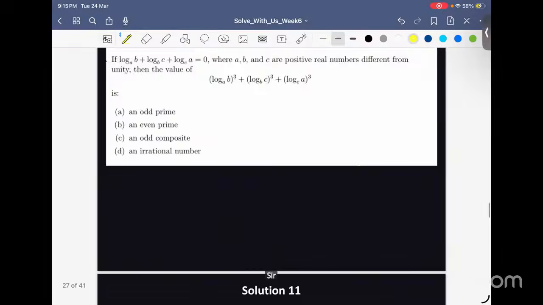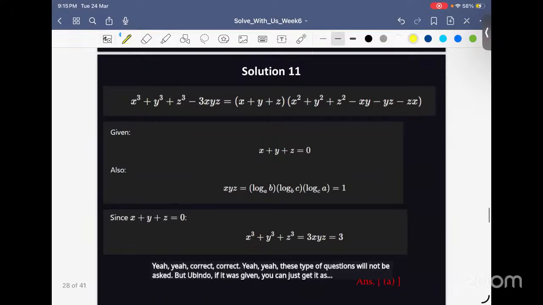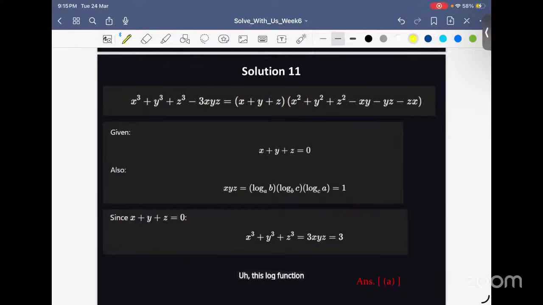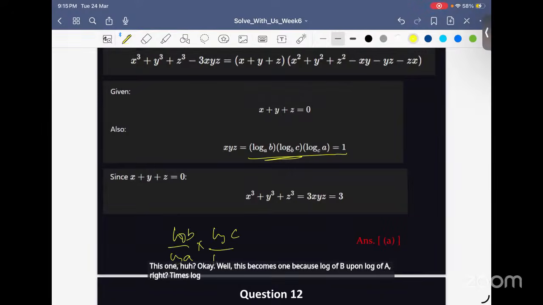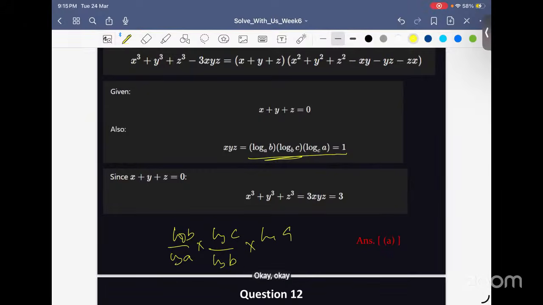Sir, how is xyz the multiplication of these log functions? How does this become one? Well, this becomes 1 because log of b upon log of a, times log of c upon log of b, times log of a upon log of c. So this will get cancelled.